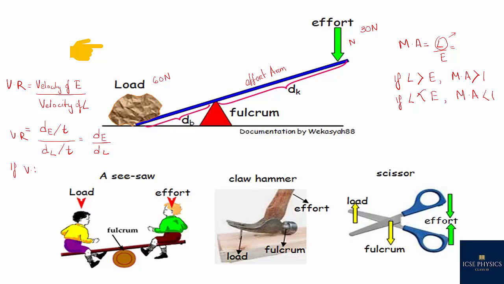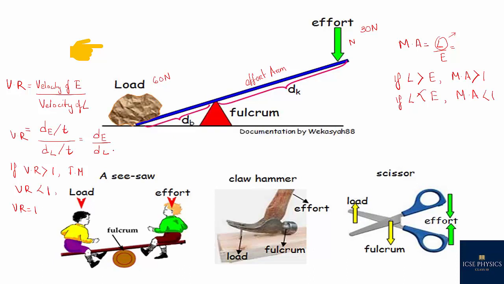If VR, or velocity ratio, is greater than 1, in which case will it happen? If effort arm is greater than load arm, then it is used as a force multiplier. Similarly, if VR is smaller than 1, it means load arm is greater than effort arm. In this case, it will be a gain in speed. When VR is equal to 1, load arm is equal to effort arm, and in that case it will be used for change in direction.